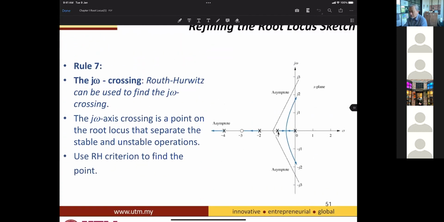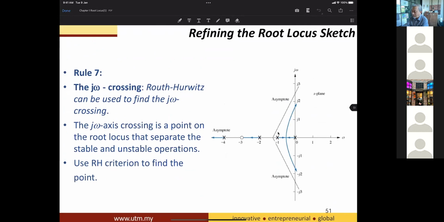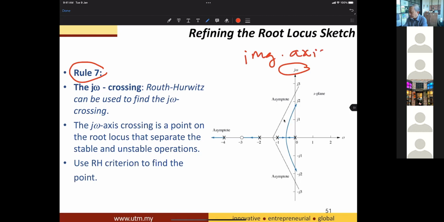Inshallah. Slide number 51. Rule number 7. So we already looked into rules number 1, 2, 3, 4, 5, and 6. Now we move to rule number 7. Rule number 7 is the intersection between the root locus and the imaginary axis. So this is your imaginary axis, and this is your real axis on the S-plane.